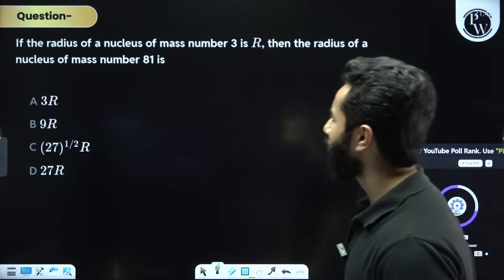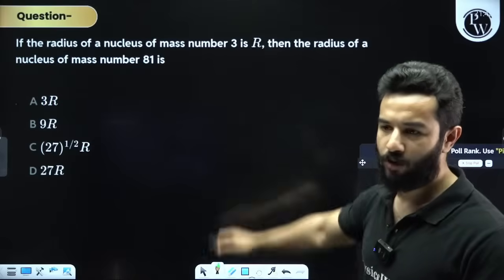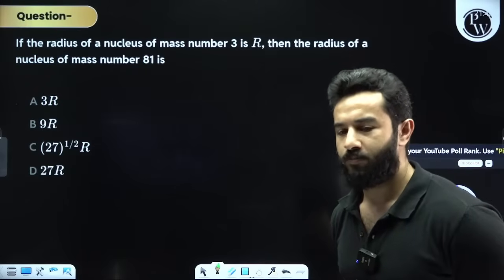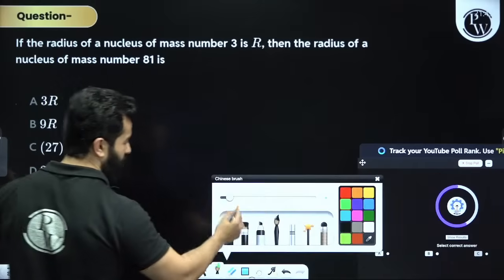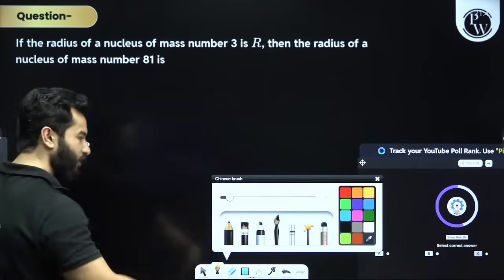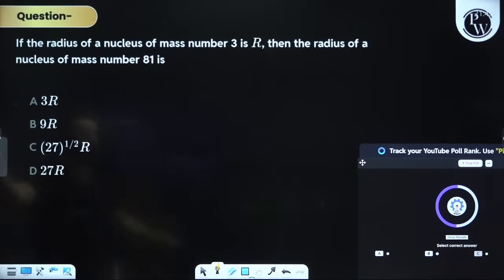Some of the questions, only 1 or 2 questions, this question is not from Mission 30. Earlier questions were also not from Mission 30. 1 or 2 questions might be common, but 90% of questions are new.